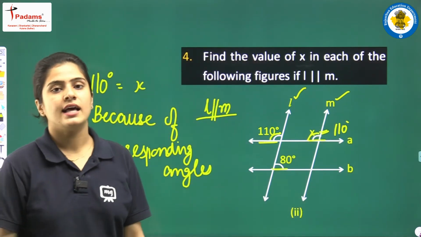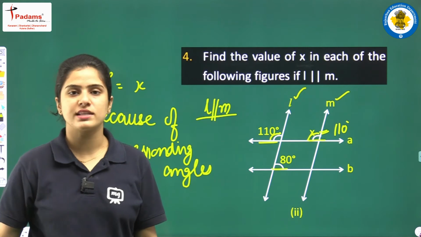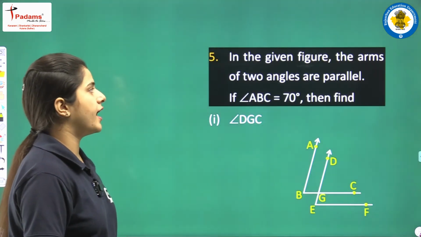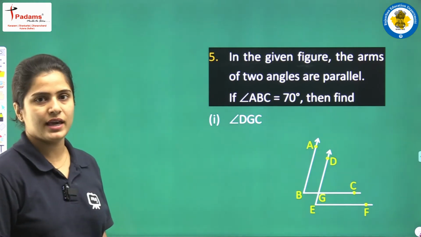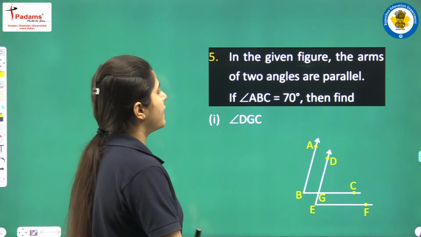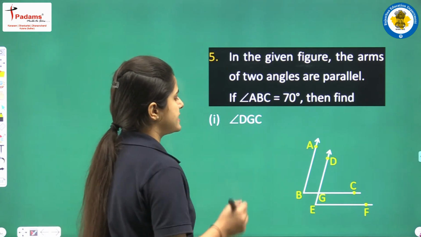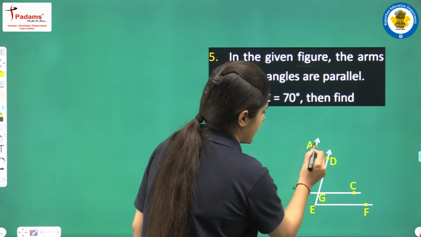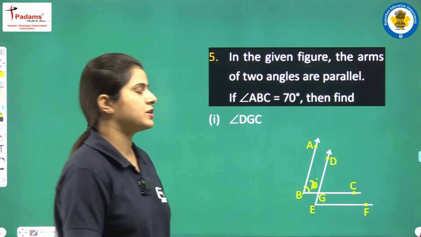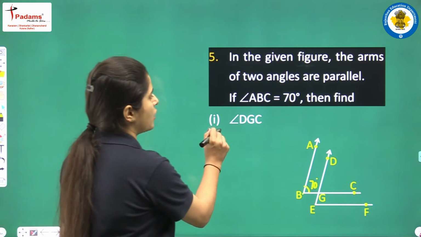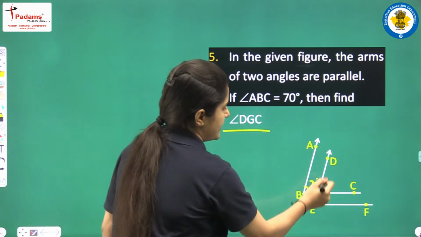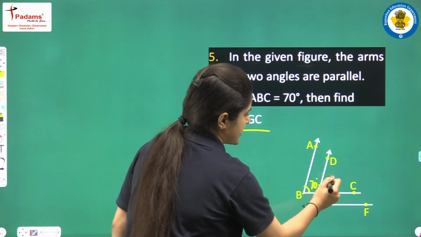Okay students, now looking at the fifth question. What is the fifth question students? In the given figure the arms of 2 angles are parallel. Okay, the arms given to us are parallel. If angle ABC is 70 degree, if this angle is 70 degree students, then you need to find out what is this angle. That means DGC, D, G and C, you have to find this angle DGC.